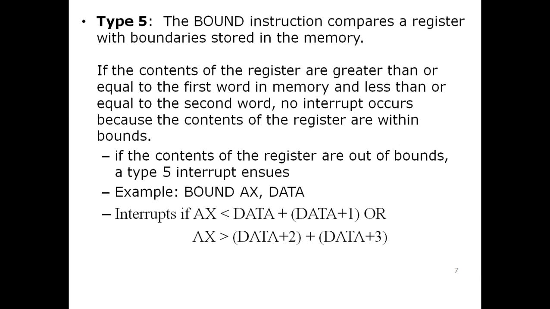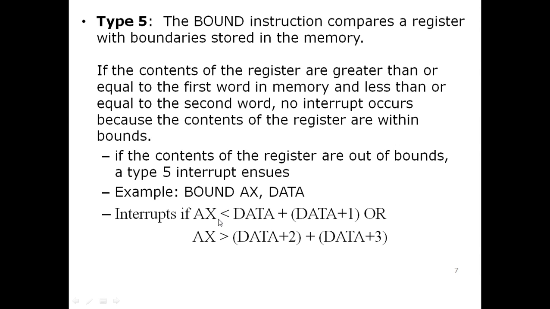So the interrupt would happen if the 16-bit value stored in the AX register is out of the bounds stored in memory. AX is compared with the 16-bit value stored at data and data plus 1, and it is also compared with the 16-bit value at data plus 2 and data plus 3. So this interrupt checks if the value in the register is within the bound. If the contents of the register are out of bounds, then the type 5 interrupt occurs.